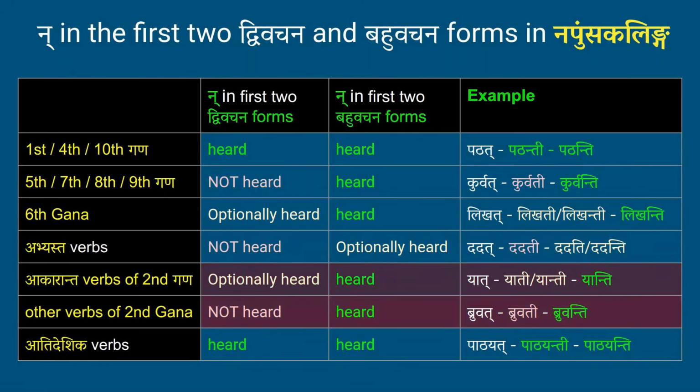For the remaining verbs of the second gana, that is, those which are neither abhyasta nor akaranta, the na is not heard in the dvivachana forms, but it is compulsorily heard in the bahuvachana forms. For instance, bruvati and bruvanti. Finally, the case for all the atideshika dhatus. In their case, the na is heard in the dvivachana as well as the bahuvachana forms like pathayanti and pathayanti. And that completes all the cases.